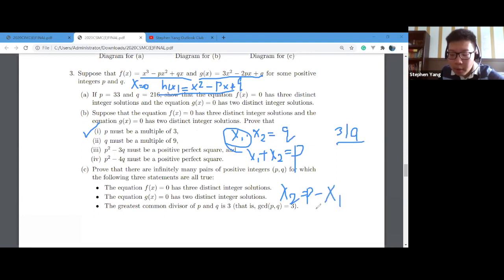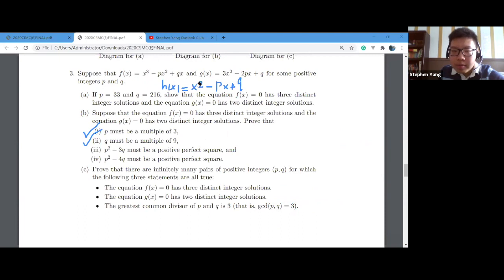So both p and x1 are multiples of 3. That means x2 is also a multiple of 3. And we know that q is equal to x1 multiplied by x2, both of which are multiples of 3. This means q is a multiple of 9. So the second part is proved. And let's leave this h of x here.